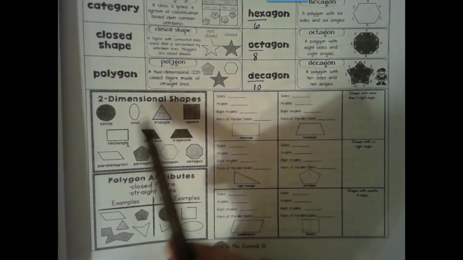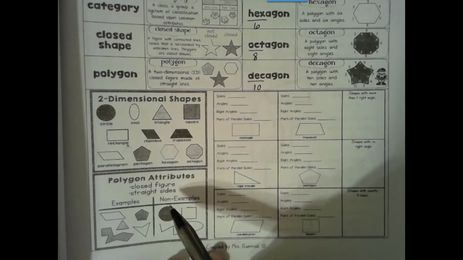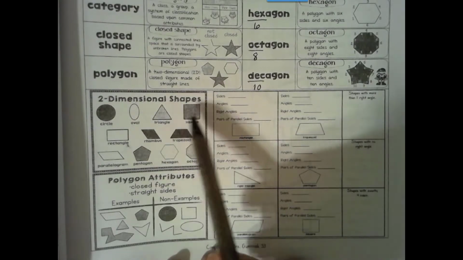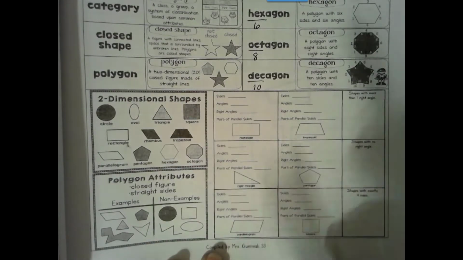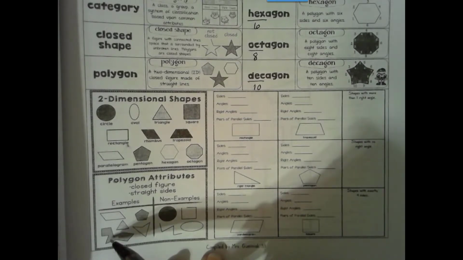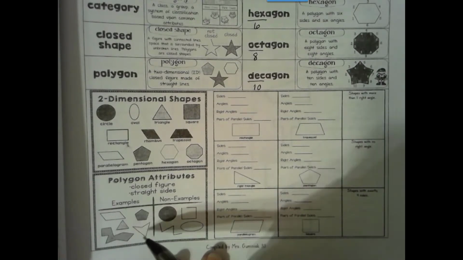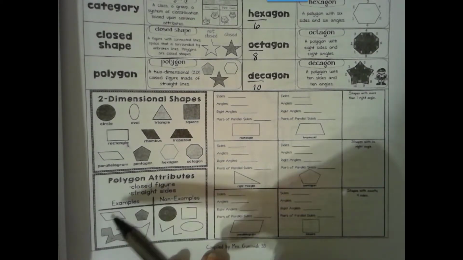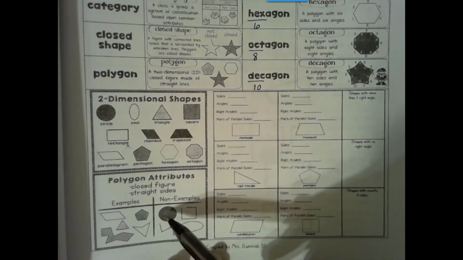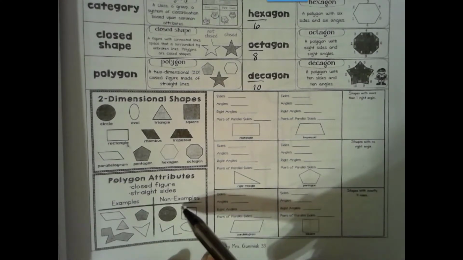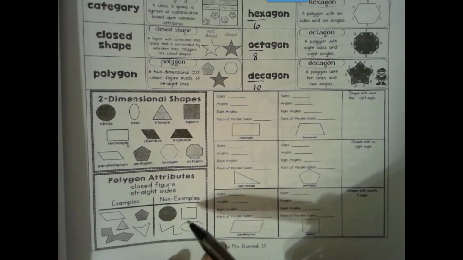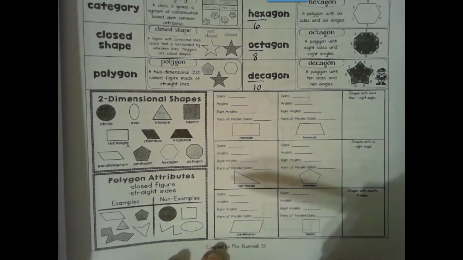They all have to be closed. Well, these are all closed, and they all have to have straight sides. So that means circle and oval will not work. All the rest of these have straight sides that connect. Now, we do have some that are irregular, that may look a little bit different, but as long as they have straight sides that don't have any openings, they would be considered polygons. Circles and ovals are not. Any openings or gaps that aren't closed, or lines that cross, would not be polygons.